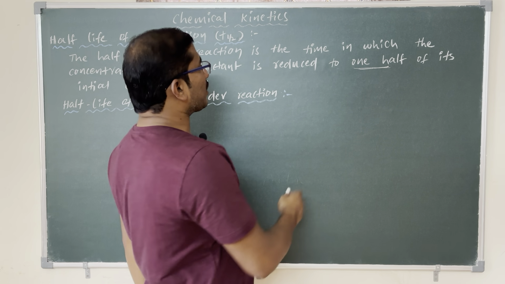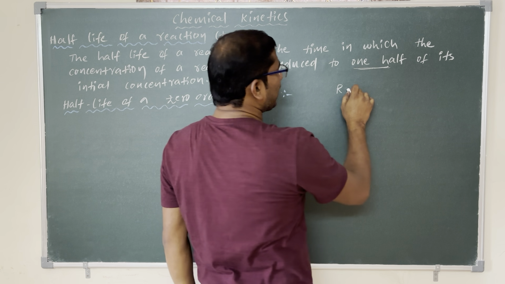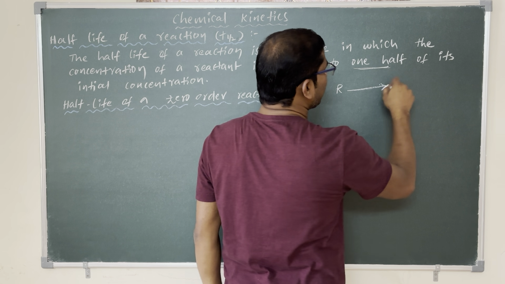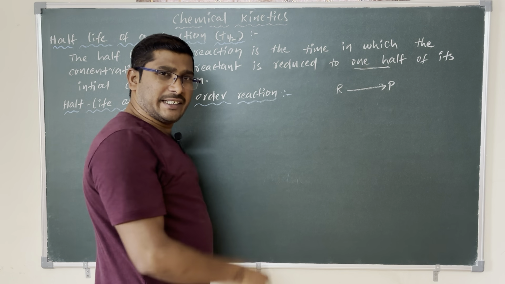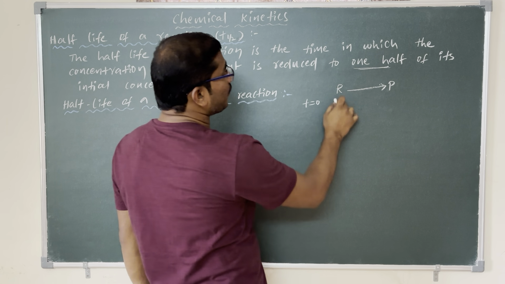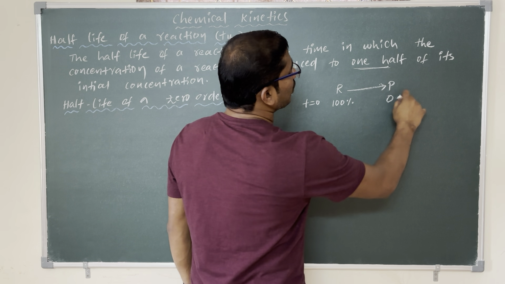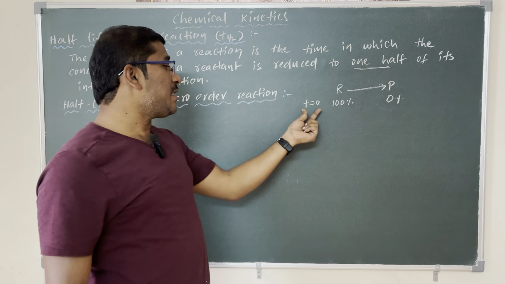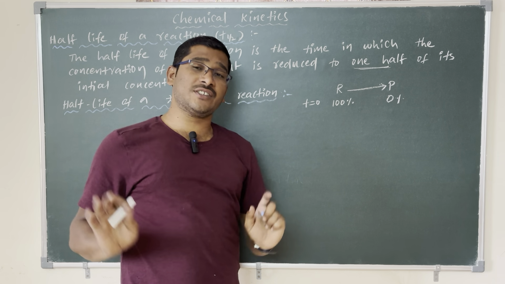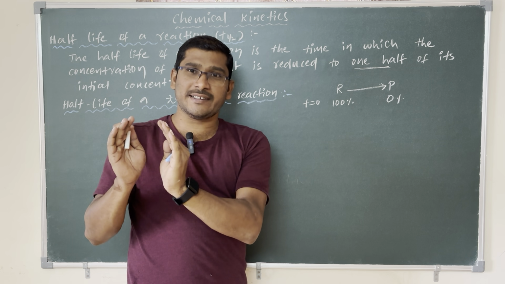See, what is the meaning of that? Generally, you have to take one chemical reaction. In the chemical reaction, the reactants will be converted into products. At time equals 0, the concentration of reactants, first I am going to take as 100%, and the concentration of products is 0%. Time equals 0 means the reaction has not started yet. At that time, 100% of reactants are there.